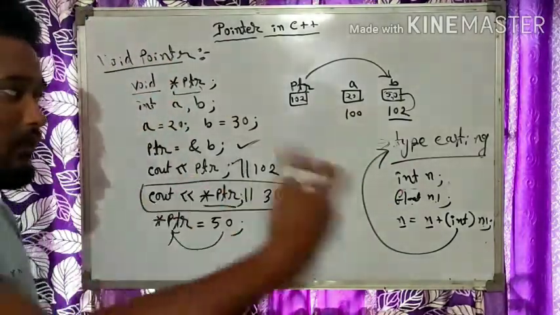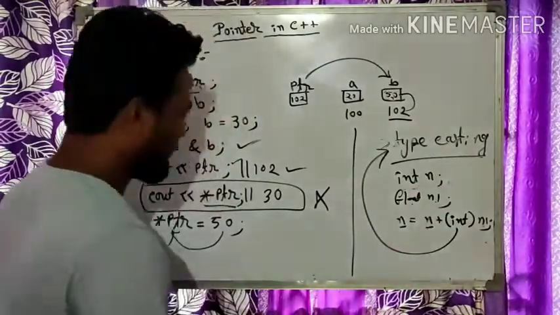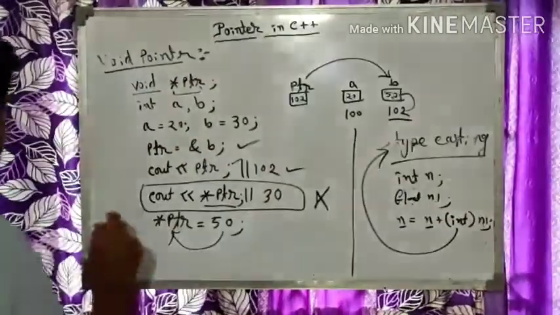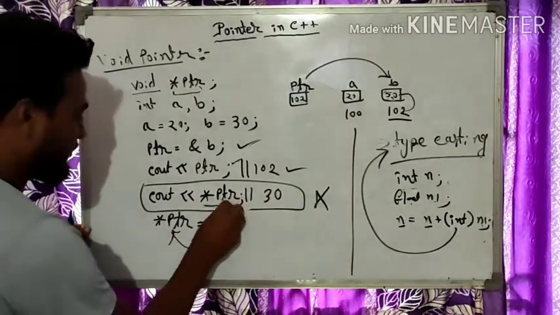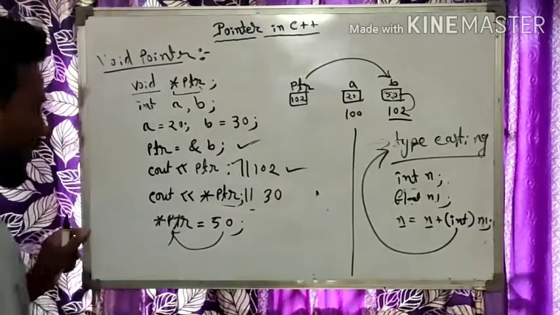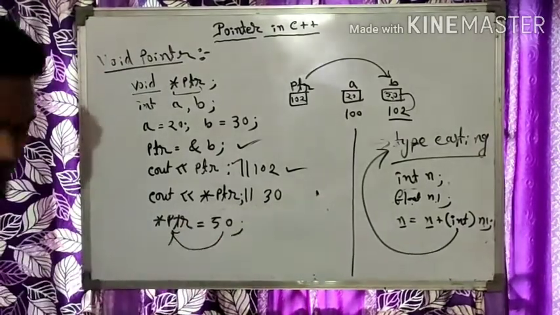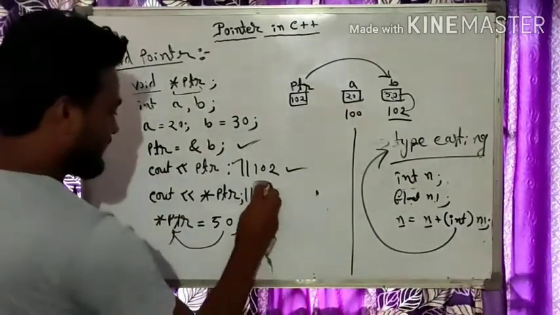Another one is automatic type conversion. So this is for our normal variable. Now come back to this portion. Here we are talking about pointers, right? So in a pointer, in order to change the type, we have to change it by typecasting.